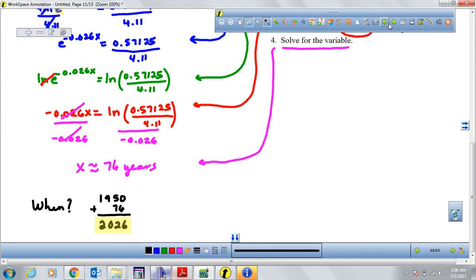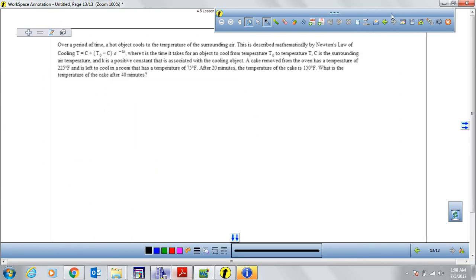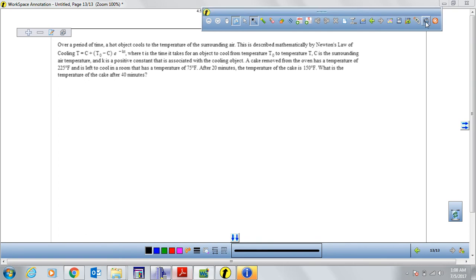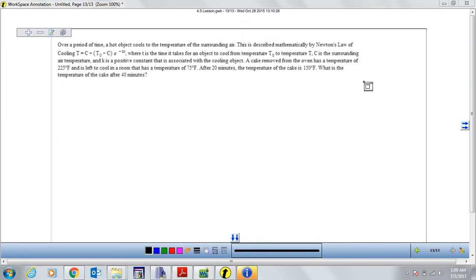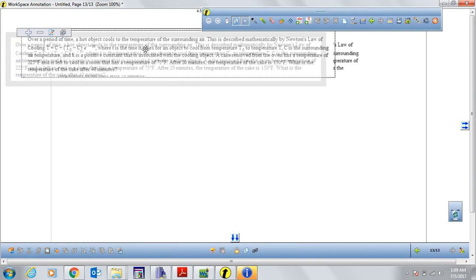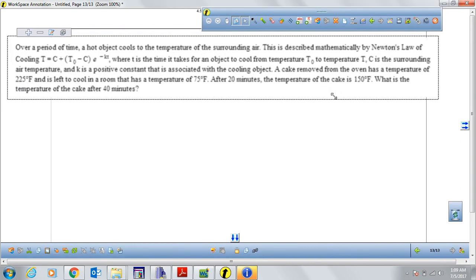There is one more question that we need to do, and the last one is going to be a different type of model that we're going to cover. It is called Newton's law of cooling. This is going to be the last type of model that we need to discuss. Okay, Newton's law of cooling.